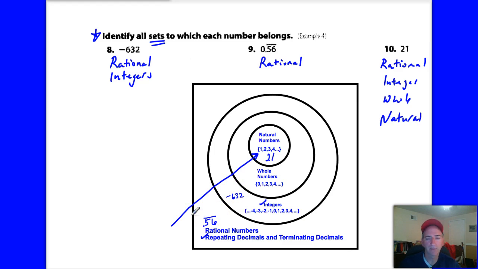Okay, so some of the numbers will have 4 groups, some might just have 1, some could have 2. The number 0 would go right here. That's only 3. That would be whole, integer, and rational. All right, hopefully that makes sense to you. Bring your notes to class, and we'll see you tomorrow.